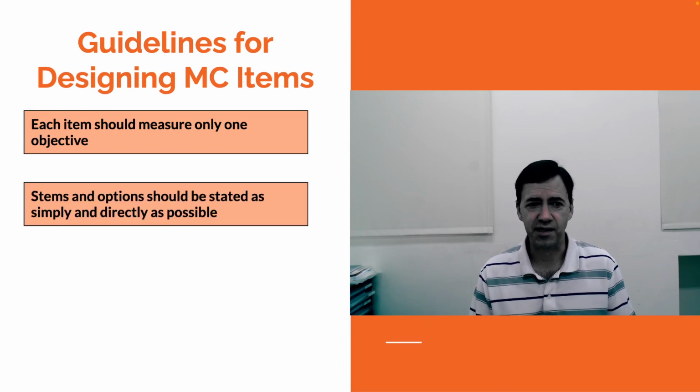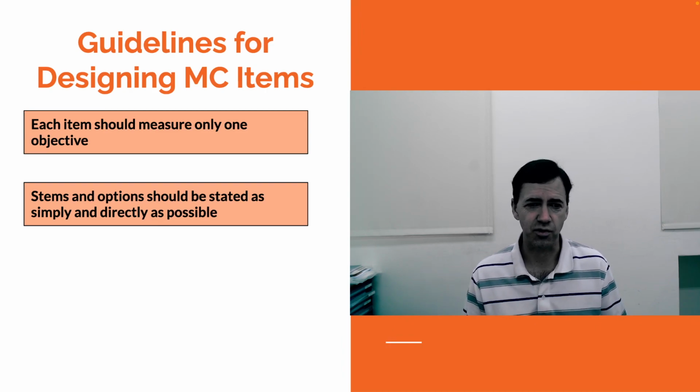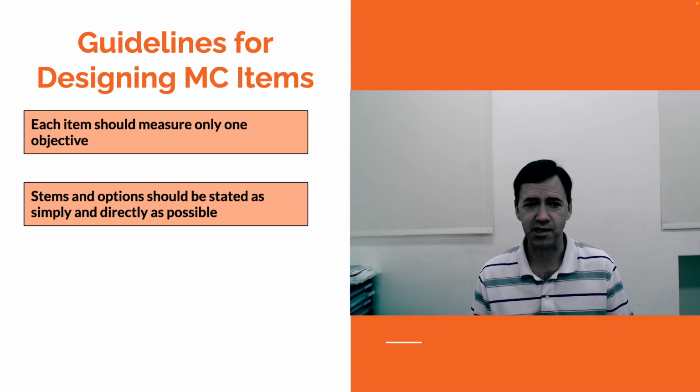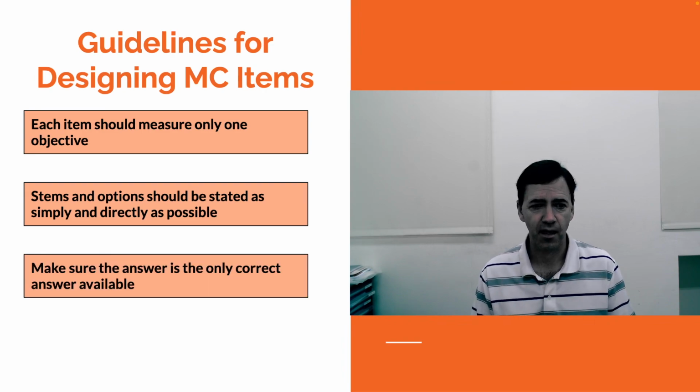Okay, the next one is that the stems and the options should be stated as simply and directly as possible. You don't want any ambiguity. You don't want irrelevant information. You don't want any extra information that's just going to be a distraction to the students. Remember, your purpose is to test them on some particular objective, or you're measuring some kind of construct. You don't need to add extra language in there just to make it more complicated.